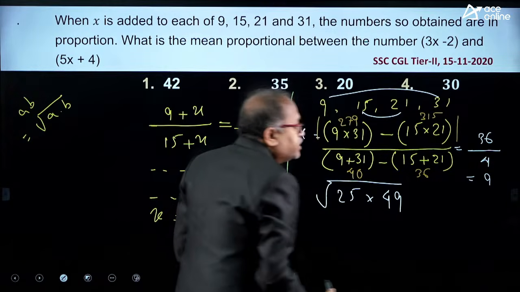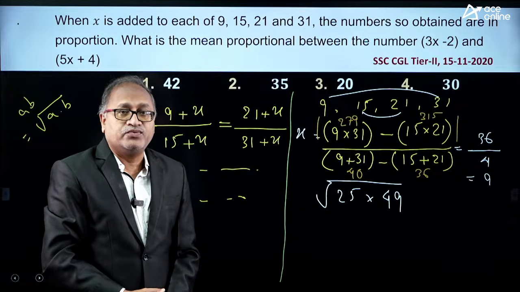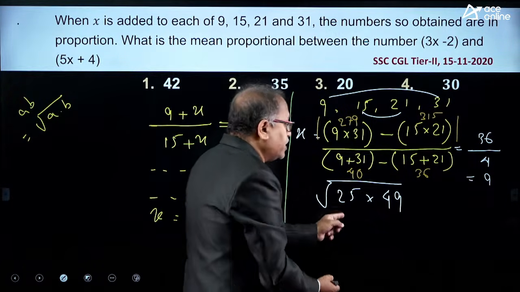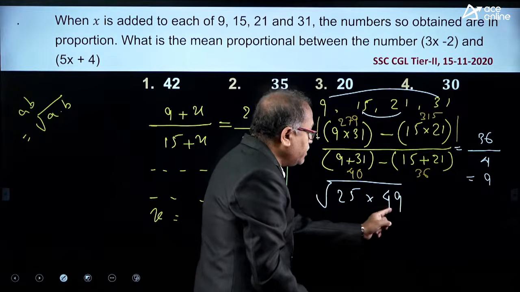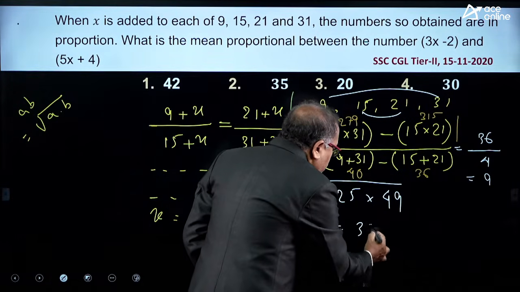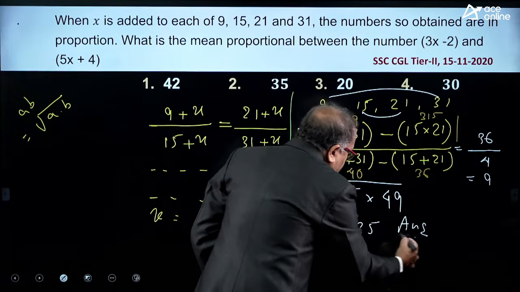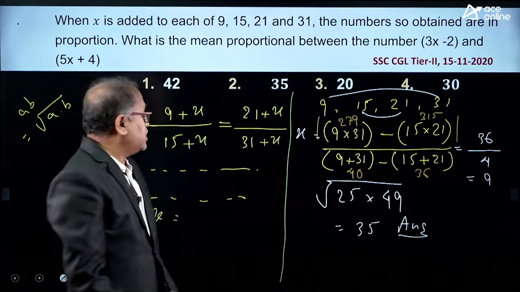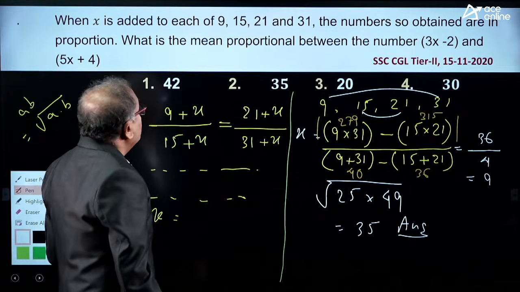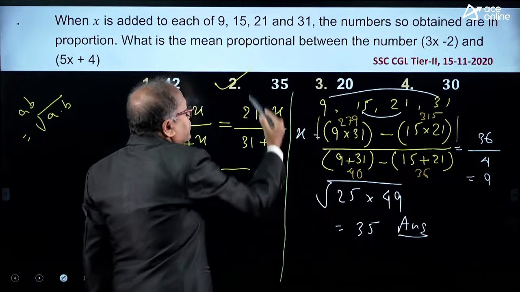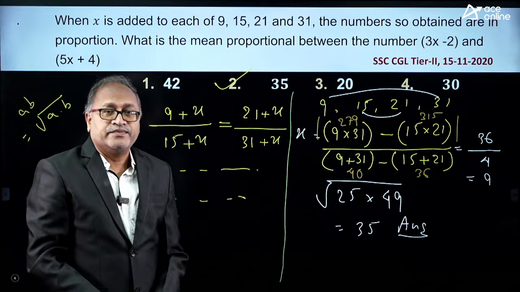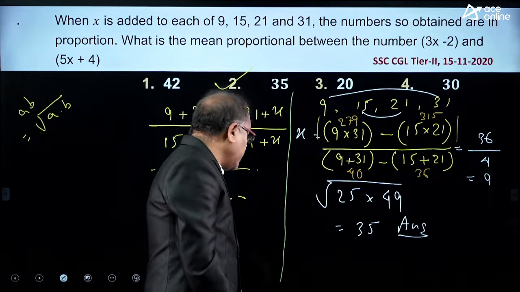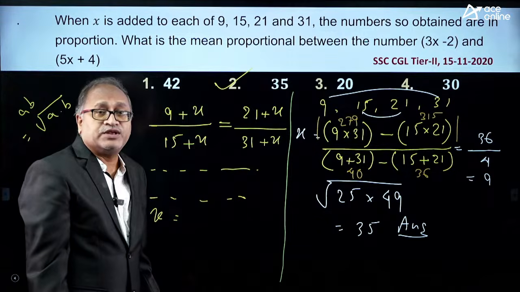Therefore my requirement is the square root of 25 into 49, which is nothing but, if I take out the roots, this becomes 5, and this is 7. 5 into 7 is 35. So your required answer according to the question is 35. Look at the option choices. Anywhere 35 is there. So look at option choice 2. It is 35. Okay.